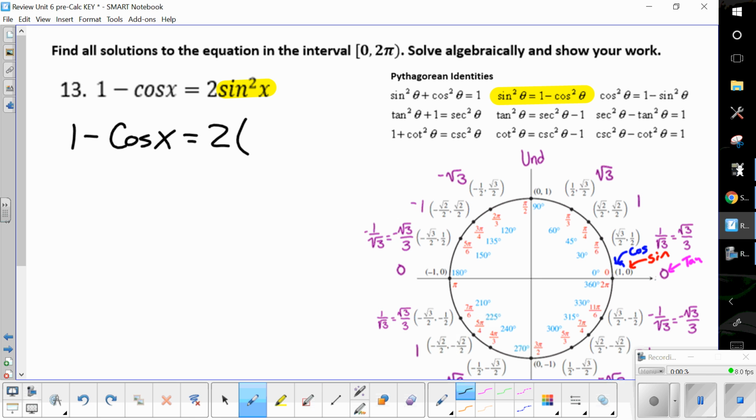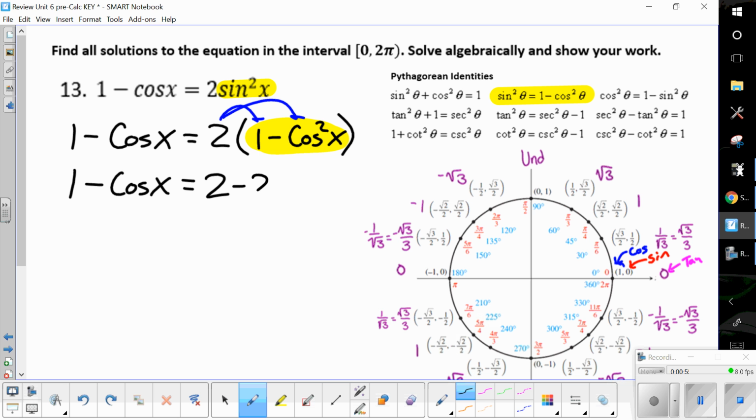Now here on the right, where most people might make a mistake is they forget you need to incorporate these parentheses, because 2 is being multiplied by everything that sine squared changed into. I'm going to go ahead and get rid of these parentheses. So now I get 1 minus cosine of x on the left equals 2 minus 2 cosine squared of x.